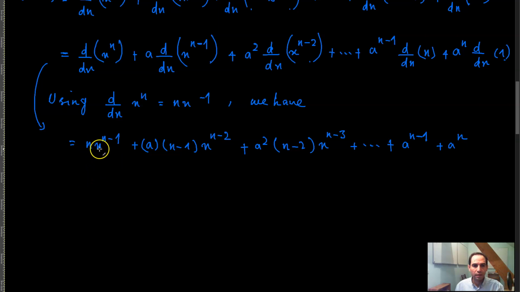So that's n times x raised to the power n minus 1 plus a times n minus 1 times x raised to the power n minus 2 plus a squared times n minus 2 times x raised to the power n minus 3 plus all the way up to a raised to the power n minus 1. And of course, what is this thing? d by dx of x.